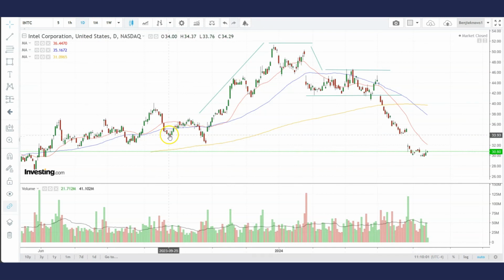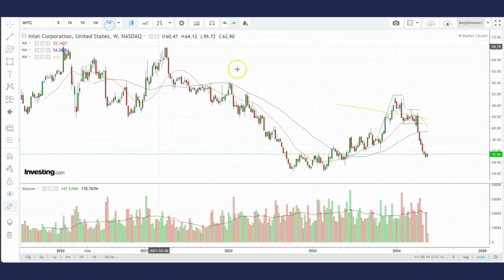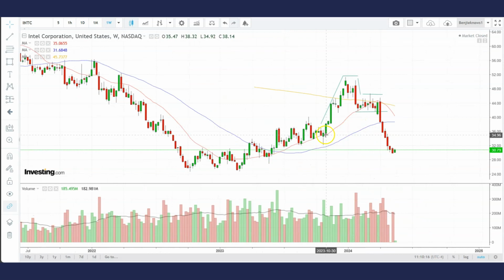Now, sometimes it may be a bit hard for you to spot this pattern in the daily chart unless you are a very seasoned trader, a very seasoned analyst. But what you can do is, this is the daily, move over to the weekly, and there you go. You can see this stock moving higher. And then you can see this cup with handle pattern. Of course, reverse cup with handle.